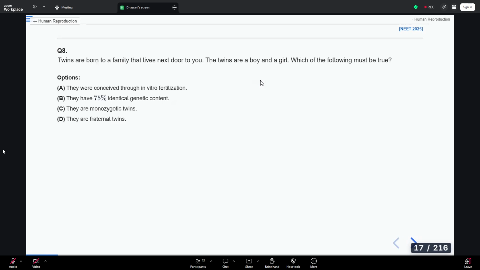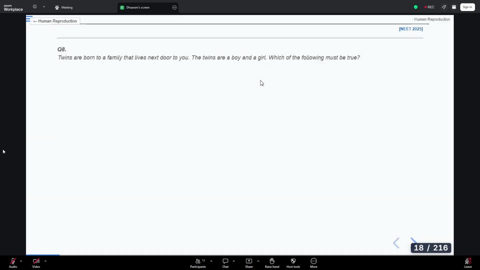Very good. So monozygotic twins will be mostly identical, and dizygotic twins won't be mostly identical. Any confusion in this? Two different sperms fertilize two different eggs, then they form two different embryos. Any doubt? So let's see the answer. They are fraternal twins, so they are dizygotic twins. Fraternal or dizygotic.